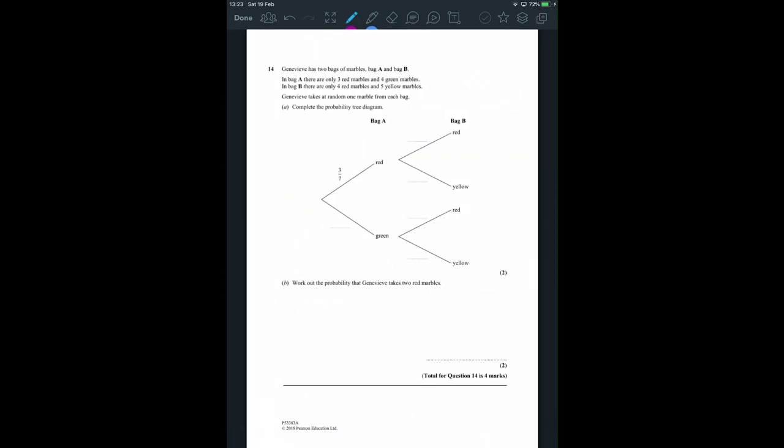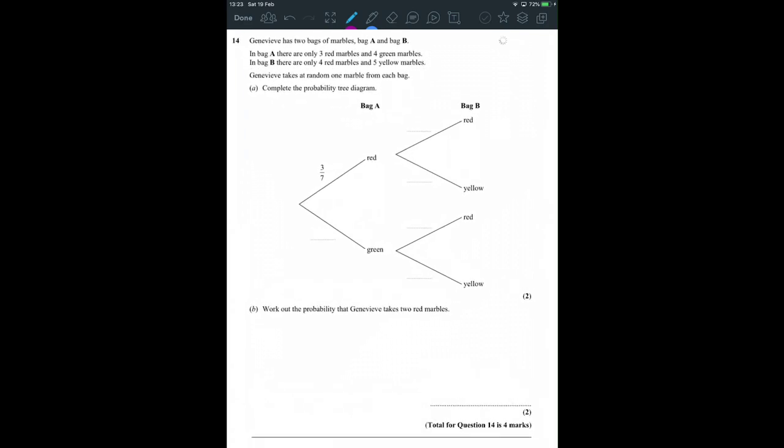Question 14. At this point we're probably reaching around the staples. We're starting to get to the more challenging questions. We have a bag of marbles, 2 bags, bag A and bag B. Bag A has 3 red, 4 green. Already I can see down on my tree diagram, I can see the 3 out of 7 for red, 4 out of 7 is then needed for green. In bag B, there are 4 red and 5 yellow, so that's 4 out of 9, 5 out of 9.